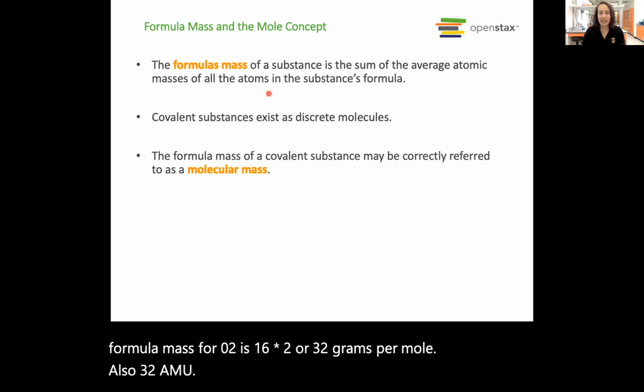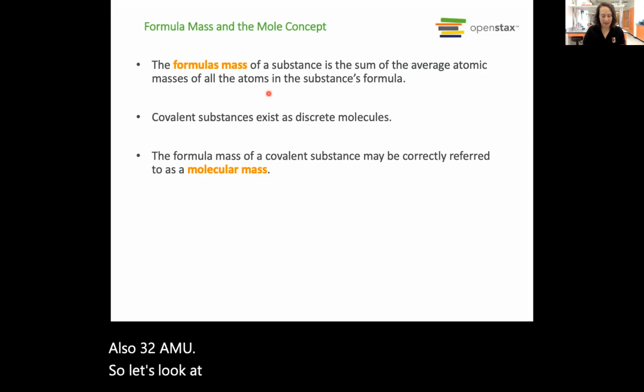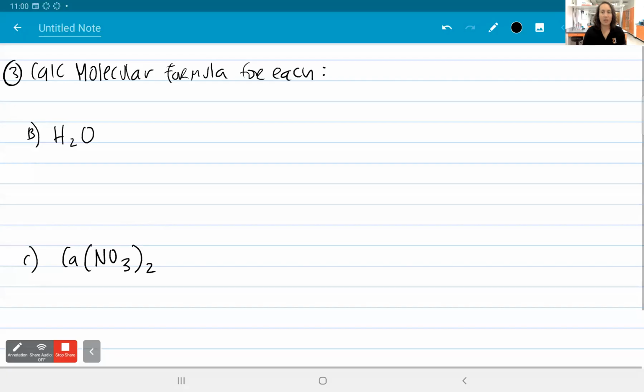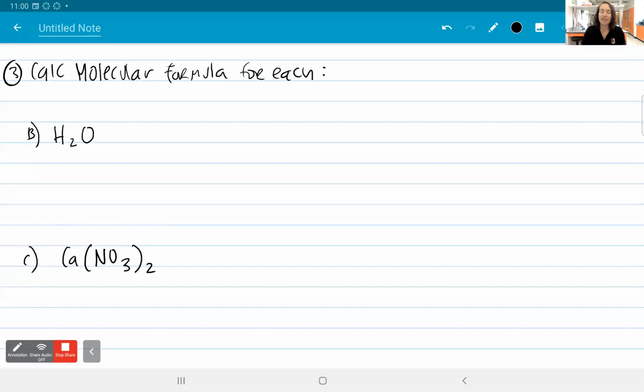So let's look at some examples here. At the end of the book, for the exercises, question 3 is to calculate the molecular formula mass for each of these compounds, and I'm just going to do a few of them. For the very first one, it's water, H2O. So what's the formula mass for water?